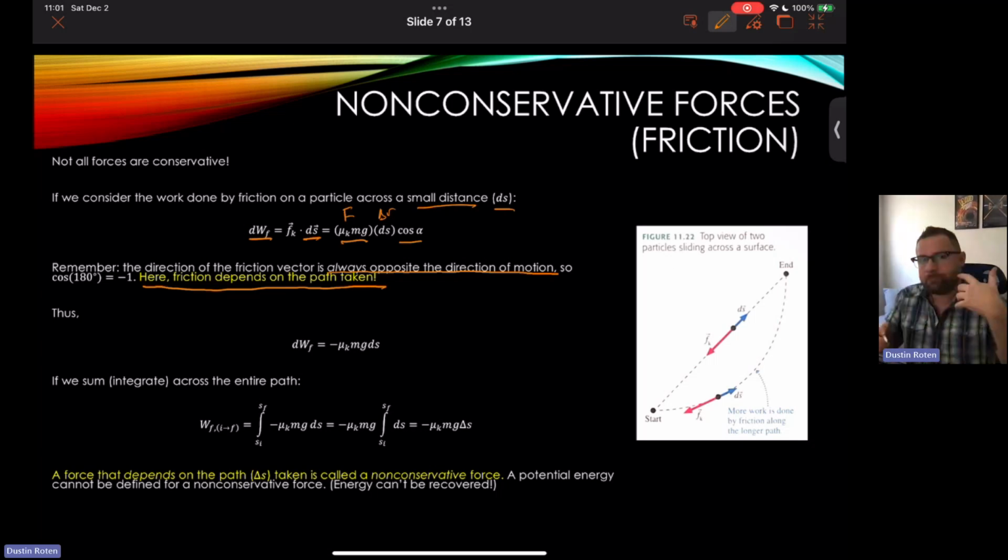All right, now this destroys our definition of conservative forces, right? Because the conservative forces don't care about the path. Friction does, therefore friction is non-conservative. Now, that was just us thinking about it conceptually, just saying, well, if friction depends on the direction of the path, so we know which way to point the friction vector, then it's got to be non-conservative. So let's think about it more mathematically.